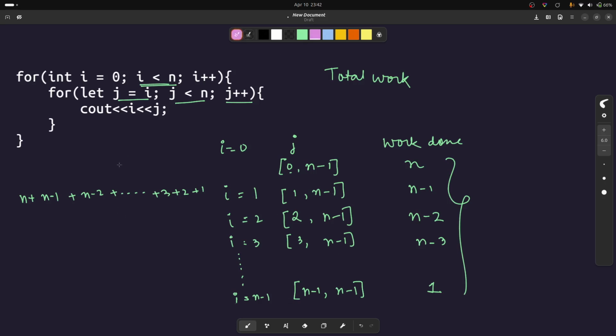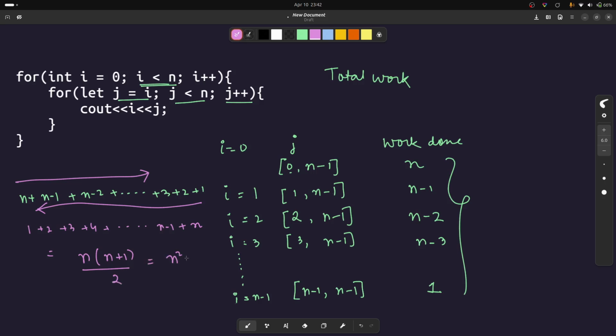Now, if I want to find the value of this series after addition, it is difficult doing it from this side. So I'll do it in reverse, from this side. Then the series becomes 1 plus 2 plus 3 plus 4 plus ... up to n minus 1 plus n. This is the sum of n natural numbers, which is equal to n multiplied by n plus 1 by 2, which is equal to n square plus n by 2. And this is the total number of iterations.